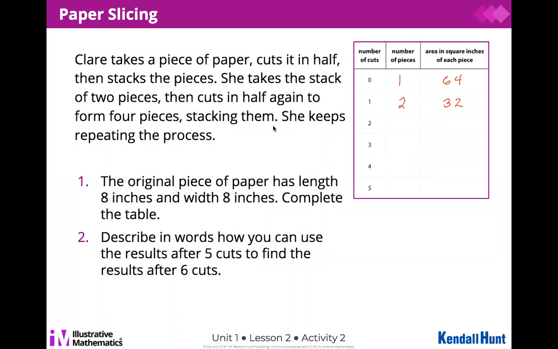And that makes sense because 2 sheets of paper would have to add up to what it was when I had 1 sheet of paper. So 2 times 32 would be 64. All right, let's go ahead and cut these in half now. Now, when I cut them in half this time, I'm going to have 4 squares.